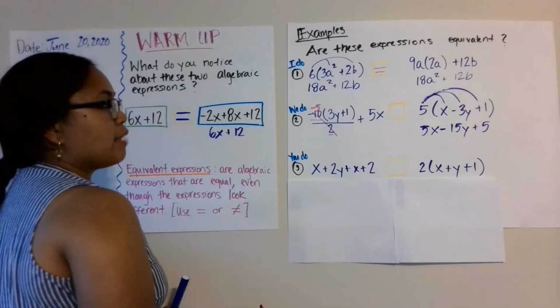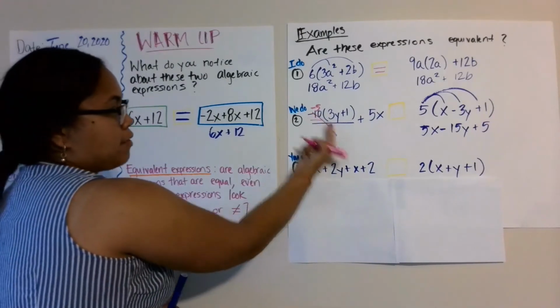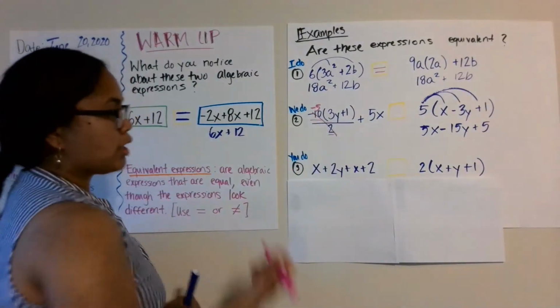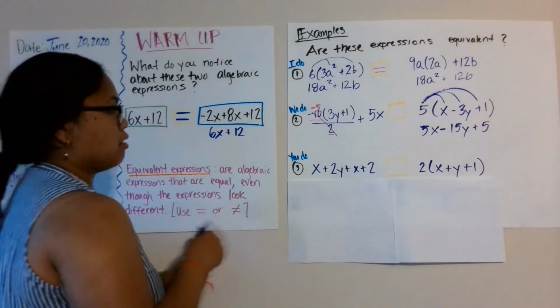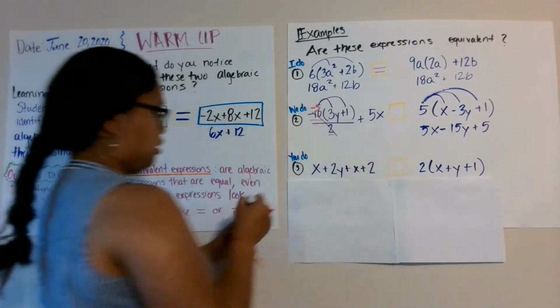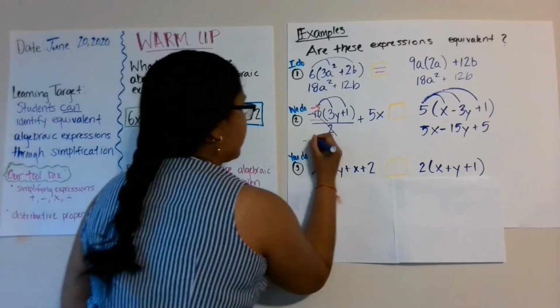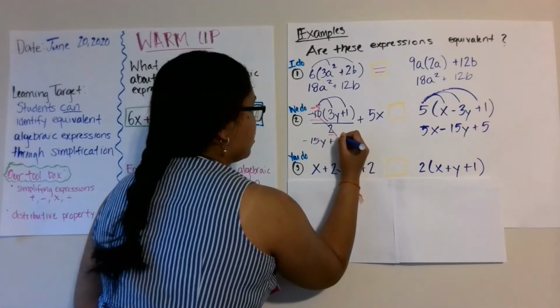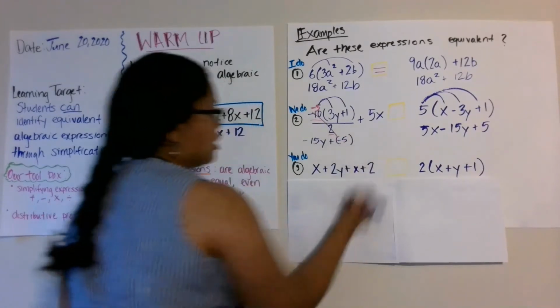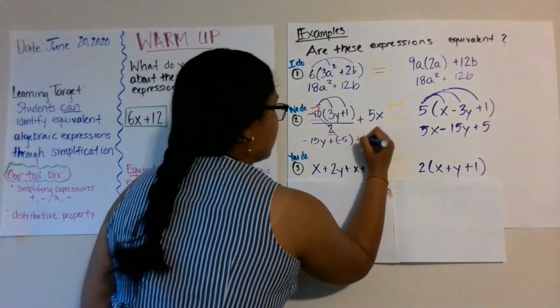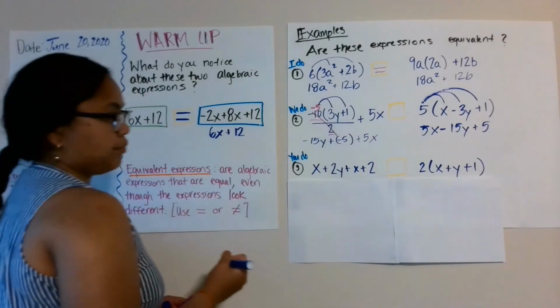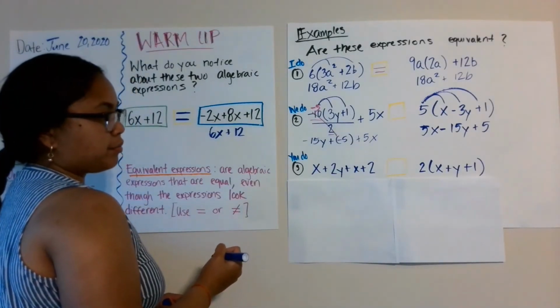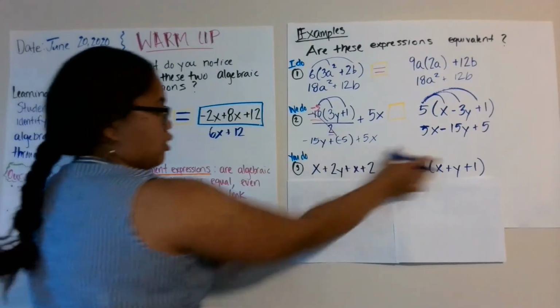So in this case, that means we're distributing the negative 5 to the 3y plus 1. So in that case, we would get negative 15y plus negative 5, write that in parentheses, plus 5x. All right? So let's look at these two expressions.